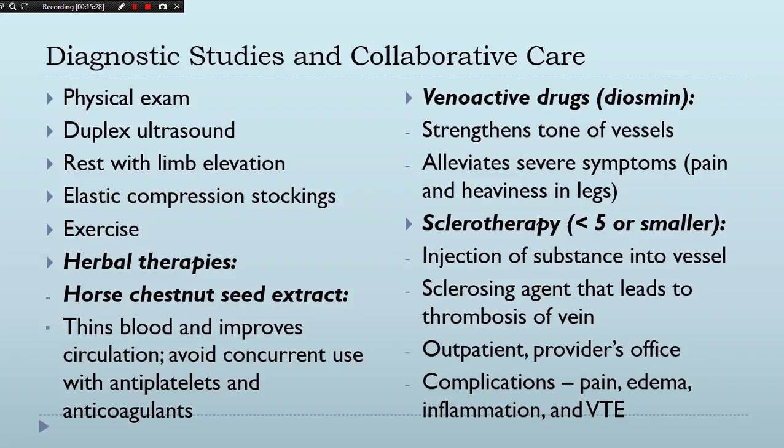In some patients who have some of the smaller varicosities, where it's more of a cosmetic indication, they're going to have what's known as sclerotherapy. There's going to be an injection of a sclerosing substance into the vessel that's going to lead to the thrombosis and the sclerosis of the vein. It's typically done in an outpatient setting or a provider's office. And because they're actually injecting an irritant into the vessel to sclerose it, some of the complications are going to be pain, edema, inflammation, and then the risk factor for actual blood clot.